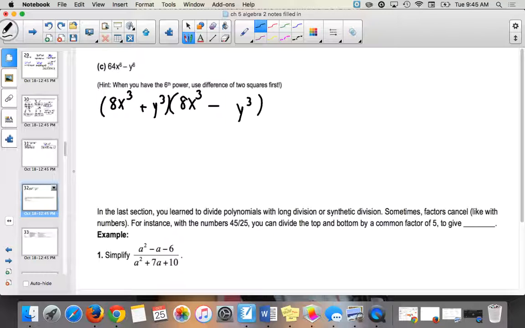Now what do you notice? Cubes, right? This one is 2x being cubed, and this is y being cubed. And this one is 2x being cubed minus y being cubed. So how many sets of parentheses am I going to have? 4. So I'm going to have my binomial and a trinomial, and then another binomial and a trinomial.